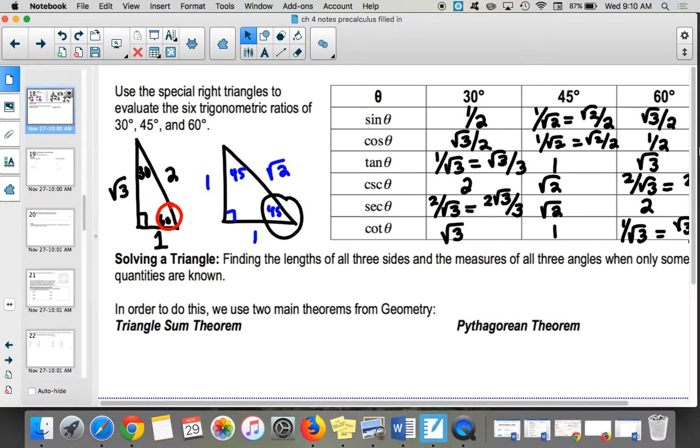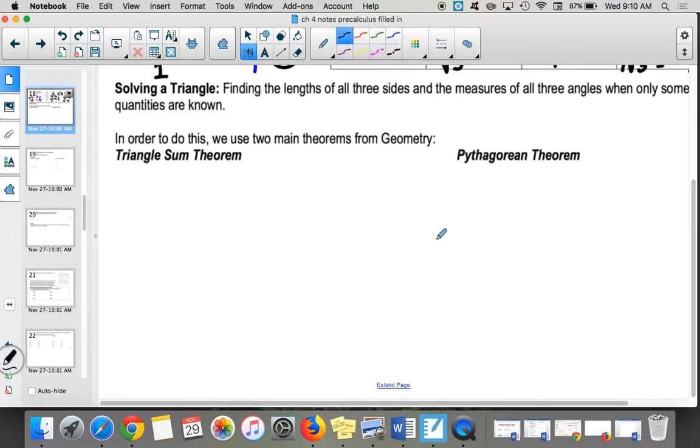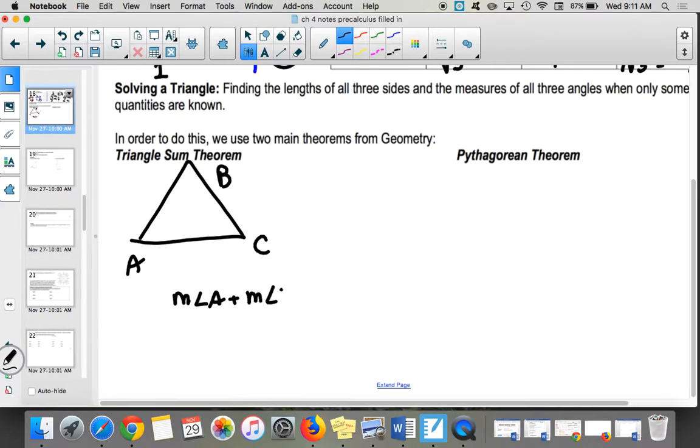In order to do this, we use two main theorems from geometry. The triangle sum theorem, you all know this. The angles of a triangle add up to be 180, exactly. So we have A, B, and C. The measure of angle A plus the measure of angle B plus the measure of angle C equals 180. And the Pythagorean theorem, which says what?